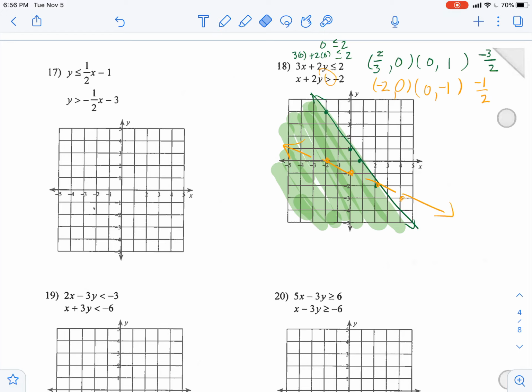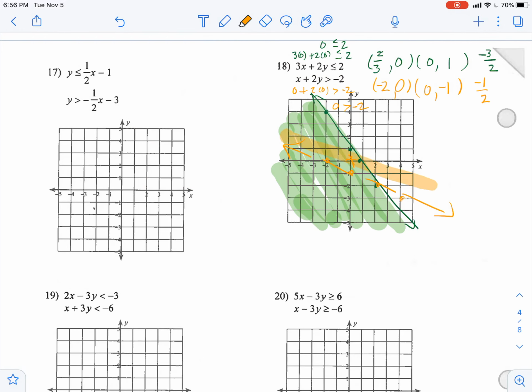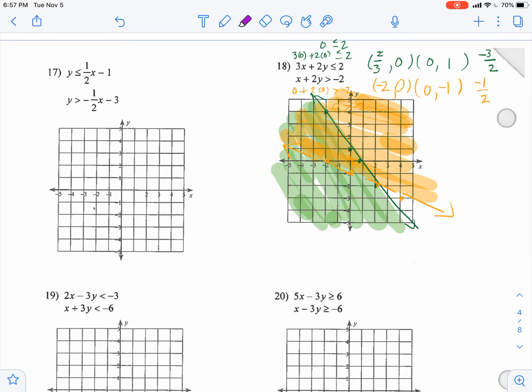And then I'm going to test (0, 0). So that would be 0 plus 2 times 0 is greater than -2, which is 0 is greater than -2. That is a true statement. So guys, now you've got to pay attention. Here's (0, 0) right here, and that's true. So what that means is when I come in and shade, I'm going to shade on this side where (0, 0) is at. So you've got to locate (0, 0). Again, now I'm going to look to see where I have both colors.